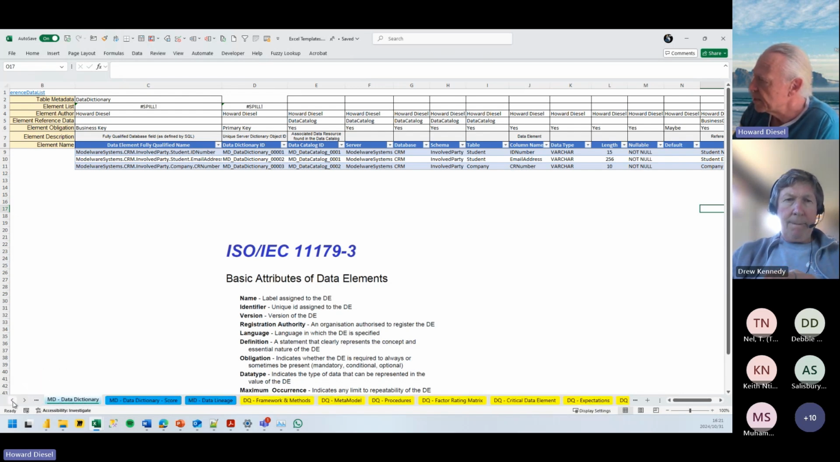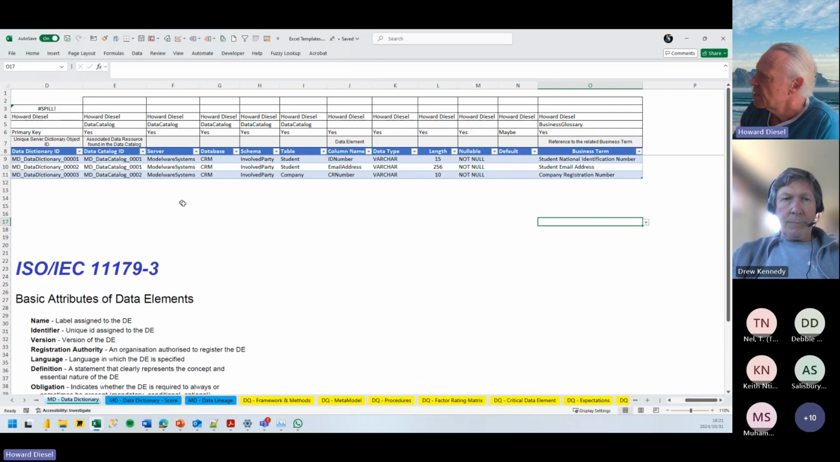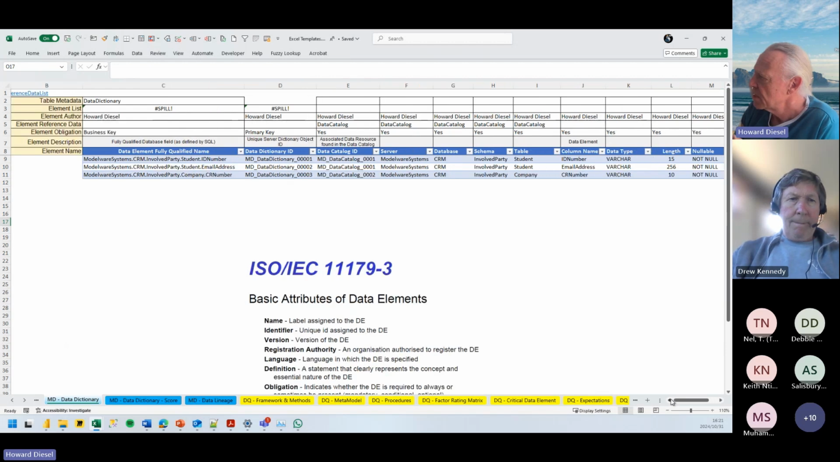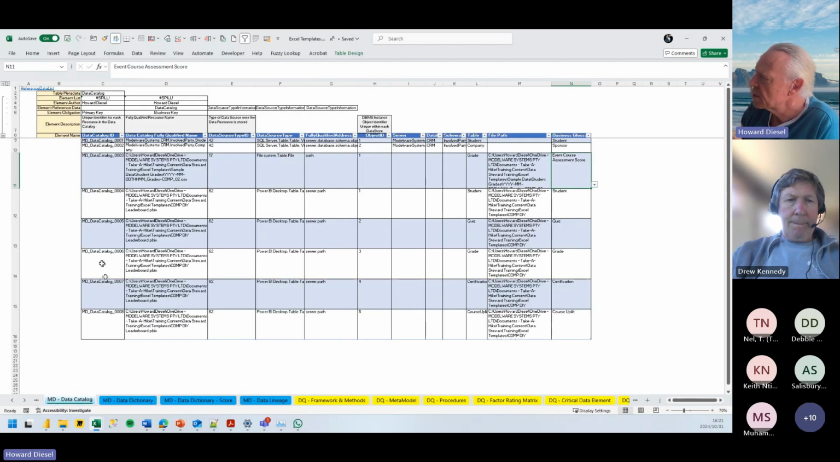This is the data dictionary. There's the example of a data dictionary, and maybe just to scan out, it's got the catalog ID, the connection to the catalog, the server, the database, the schema, the table, the column name, data types, and then a link to the business glossary. So that's at the data dictionary level. That's the fully qualified name.